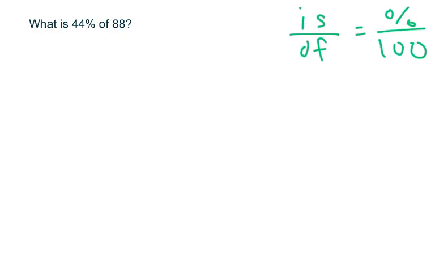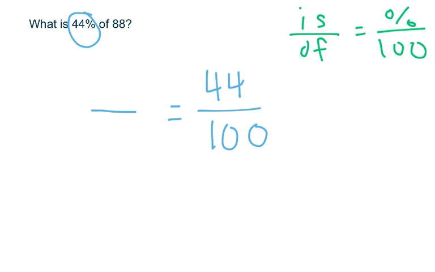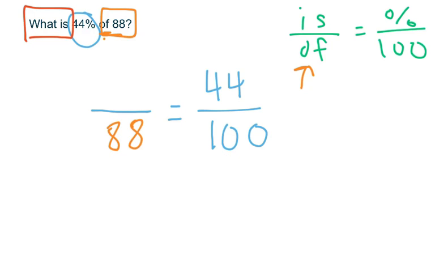It says, what is 44% of 88? So right away, 44%, I know that's going to be over 100 because percents are always out of 100. And if I look at the other side of the proportion, it says is over of. Well, here it says of 88. So since the word of is there, that's going to go on the bottom. Just like of is right there on the bottom, 88 is my denominator. Lastly, it says what is. So that's the part I'm looking for, the is. So since I don't know, I'm going to put an x there.